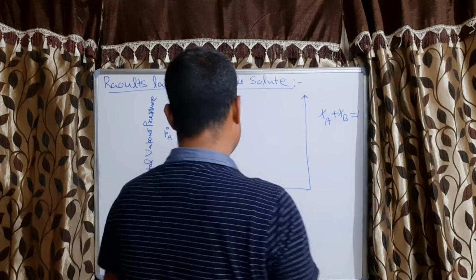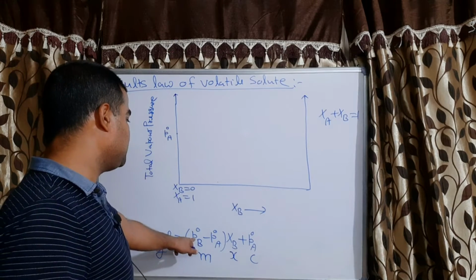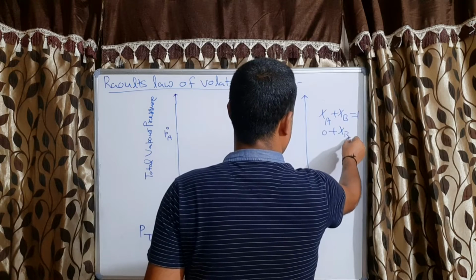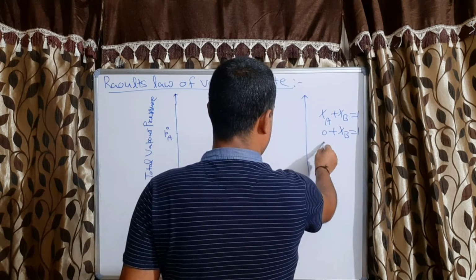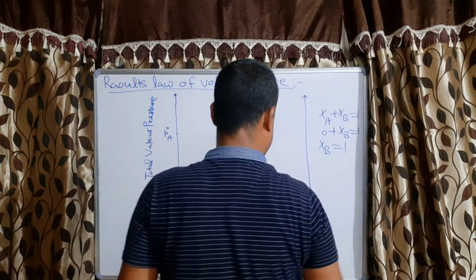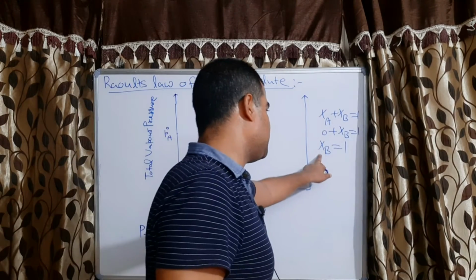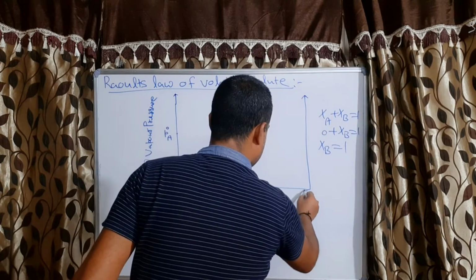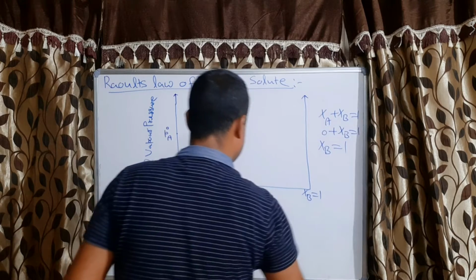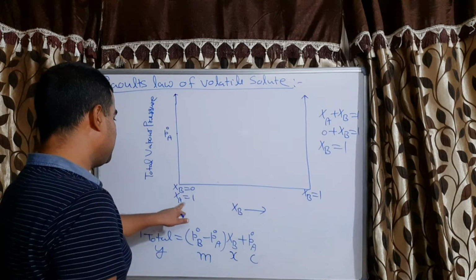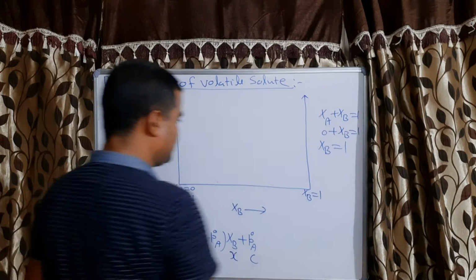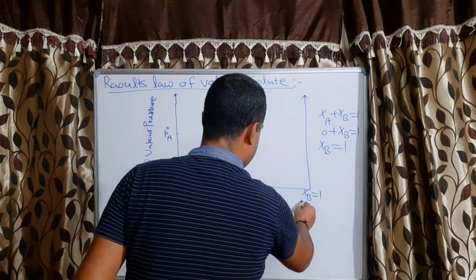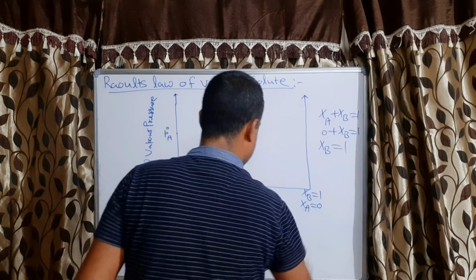Since it is in the pure state, XA will be 0, correct? So when XA is 0, XB equal to 1. Here XB is 0, and here it will be 1, correct? And XA here is 1, so here it will be 0. Anyway, since XB is 1, automatically XA will be equal to 0, correct?